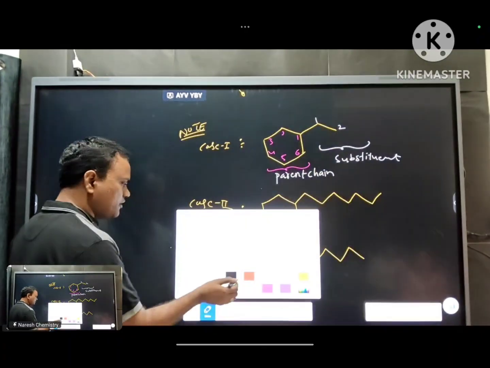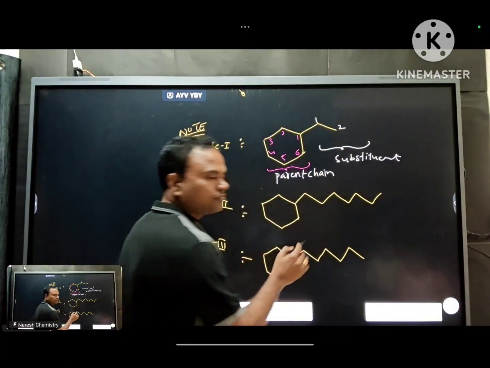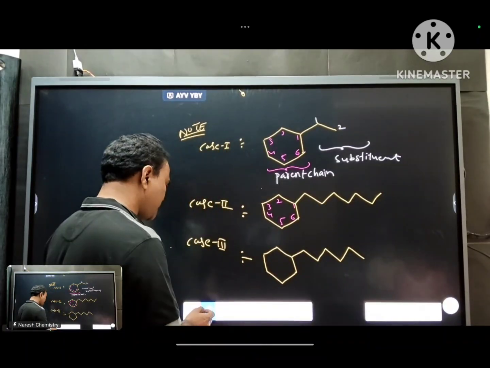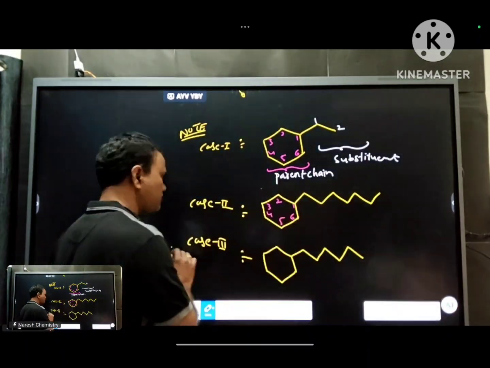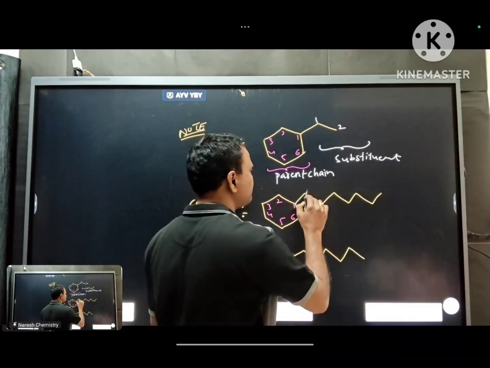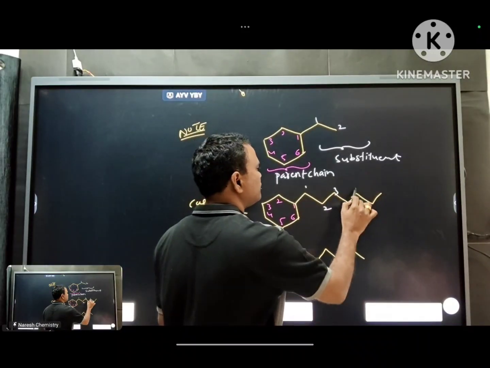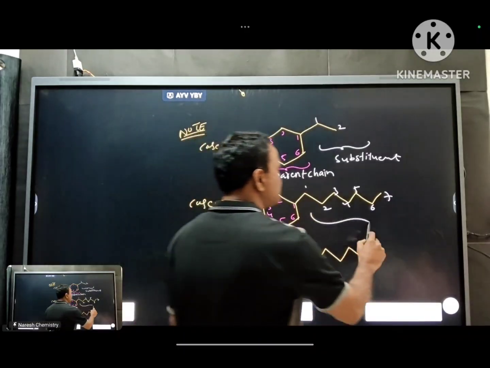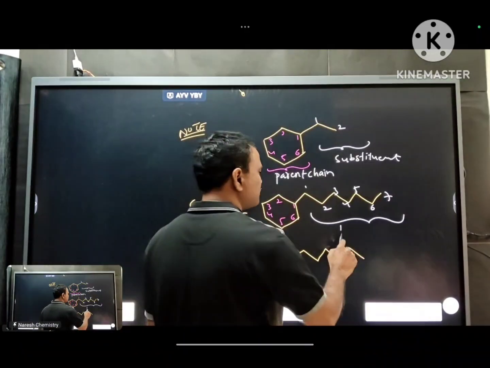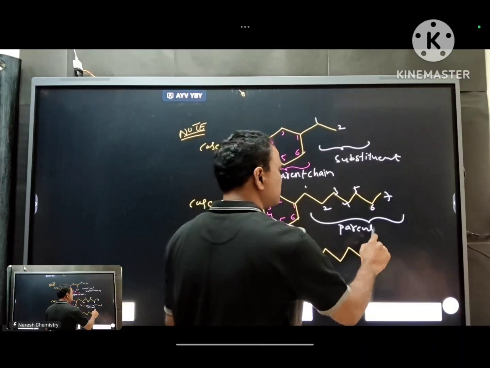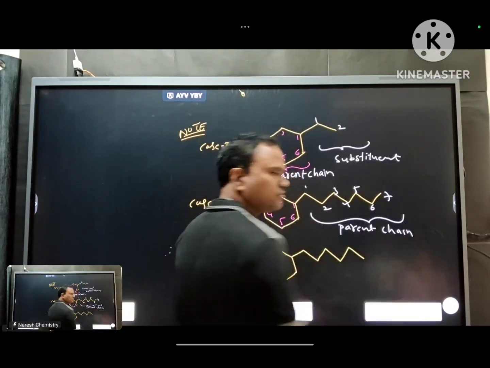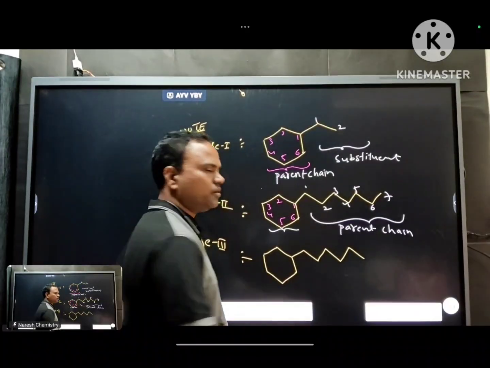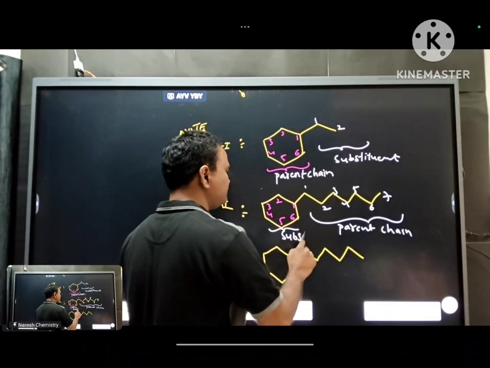Here, in the second, ring has one, two, three, four, five, six. In the side chain, how many carbons are there? Six carbons. One, two, three, four, five, six, seven. Which has more carbons? The side chain. So the side chain is considered as the parent chain. This is the substituent. Why? It has fewer carbons.